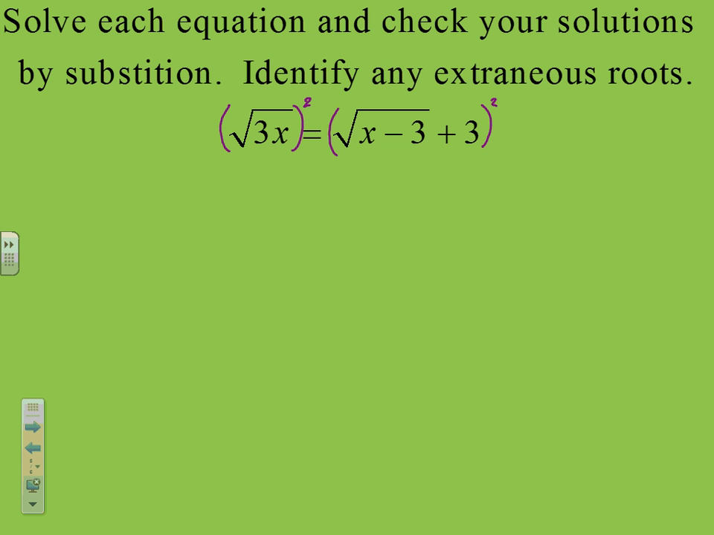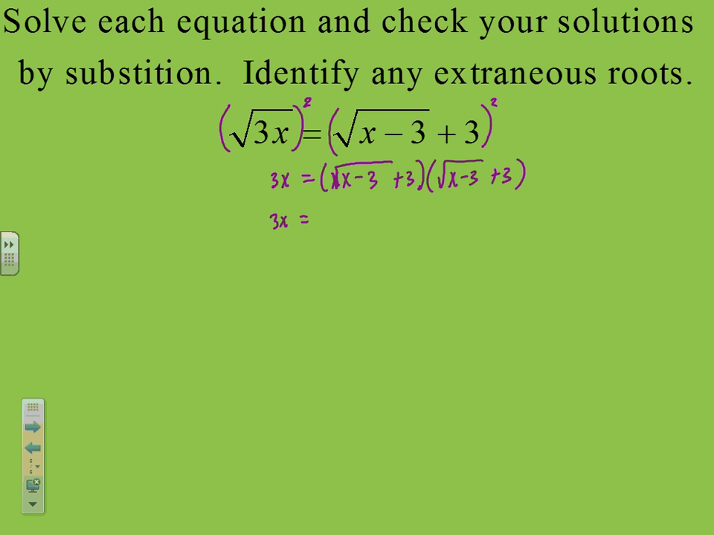So on the left side, the square root of 3x squared is just going to give me 3x. Now on the right side, unfortunately, this is an expression that we now have to square. So I have the square root of x minus 3 plus 3 times the square root of x minus 3 plus 3. And on the right side, you can see this is going to have to be FOIL. And that's where some of us might struggle a little bit with the algebra. But that's okay. Just stick with me and I'll walk you through it.